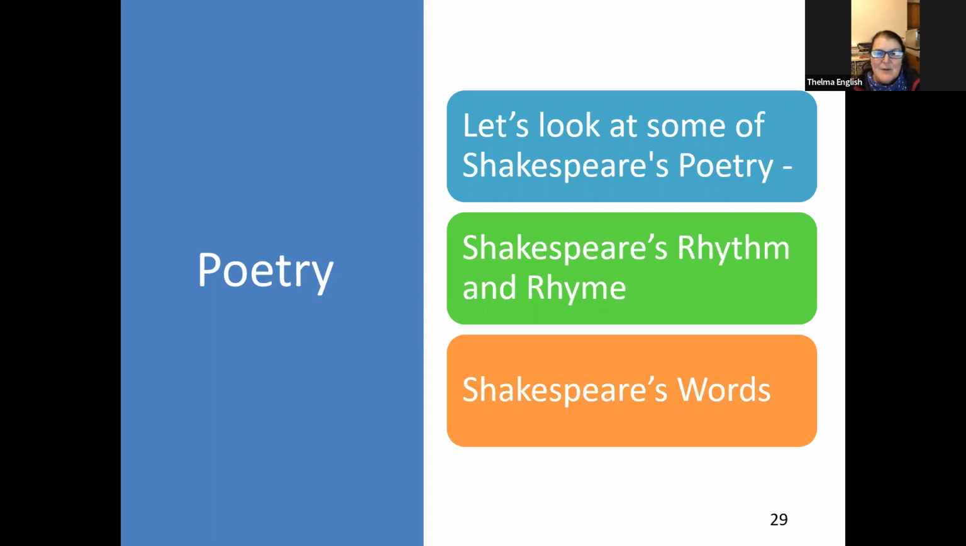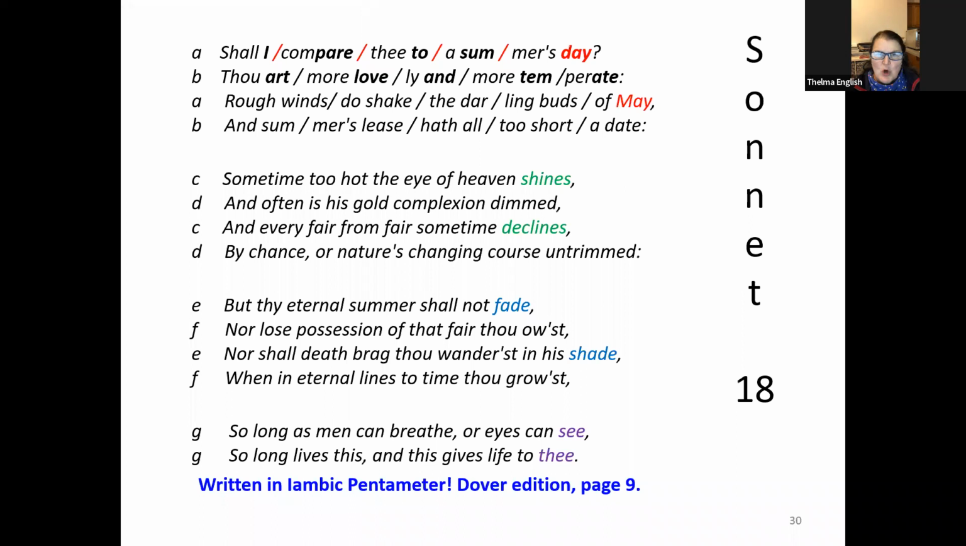Let's look at some of Shakespeare's poetry to see if we can get a little bit of inspiration here for you. We'll look at Shakespeare's rhythm and rhyme, and then we'll look at Shakespeare's words. This is in your Dover edition, page 9. So open to page 9, please. And this is sonnet number 18.